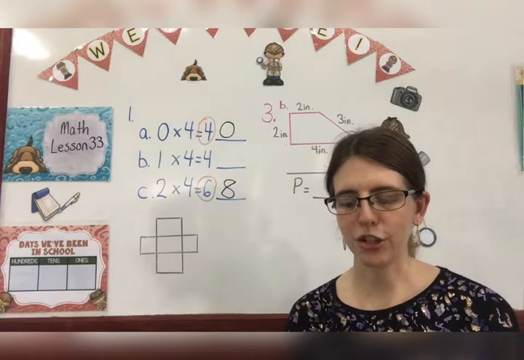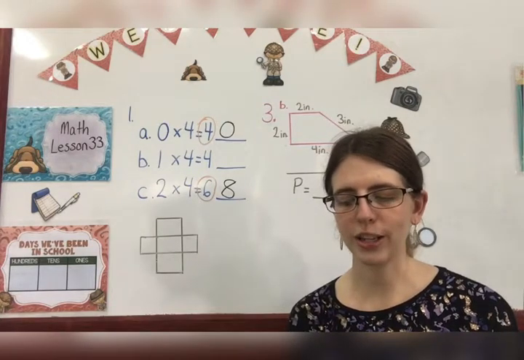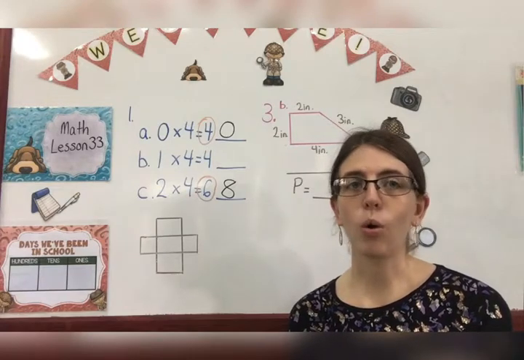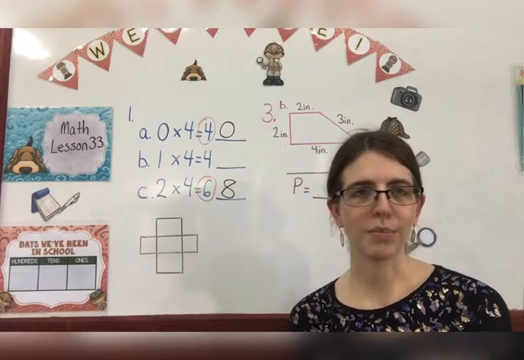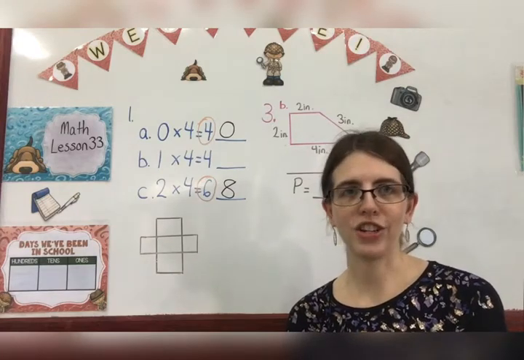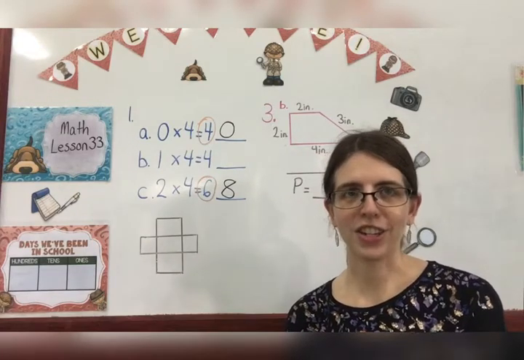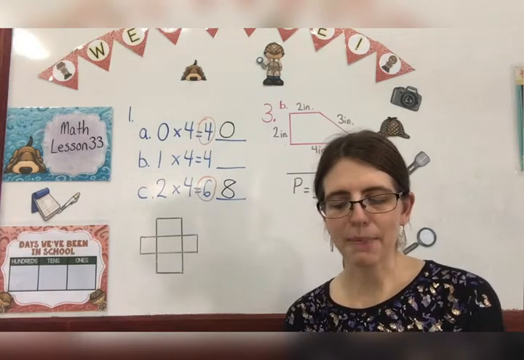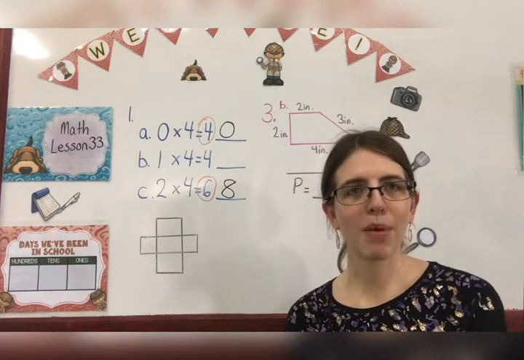Let's take a look at number 2. It says use your ruler to measure these lines. So some of them are going to be whole inches, 1, 2, 3, 4, something like that. Some of them are going to be halves, like 1.5 inches or 5.5 inches. So be careful. Number 3, label each shape and find its perimeter.